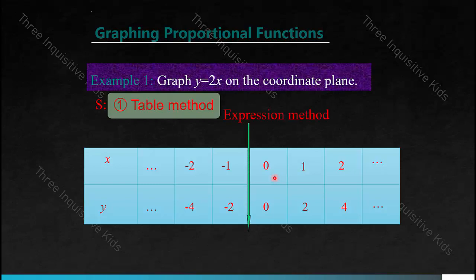Now we have to look at the expression method. Here what we have done is turn this relational expression of the function into the table method. We turned the expression method into the table method. This is the first step to graphing a proportional function. And then what do we do?